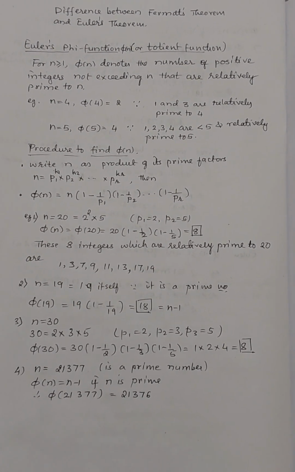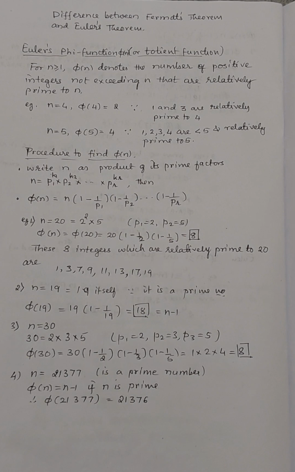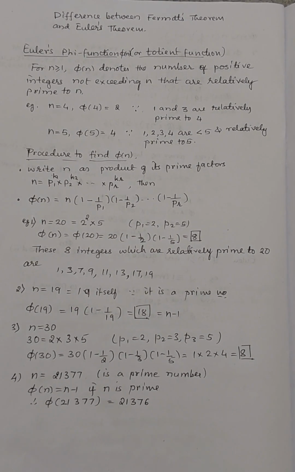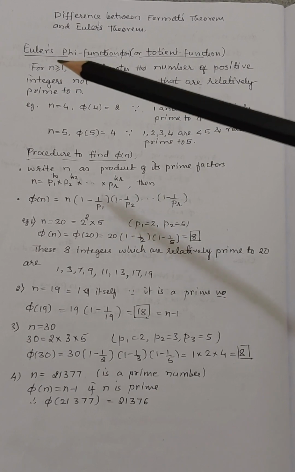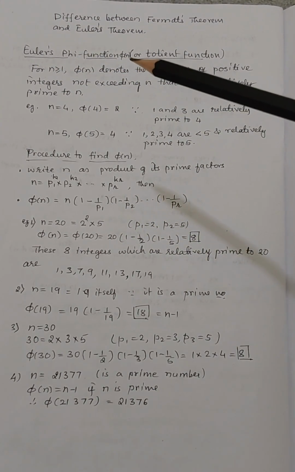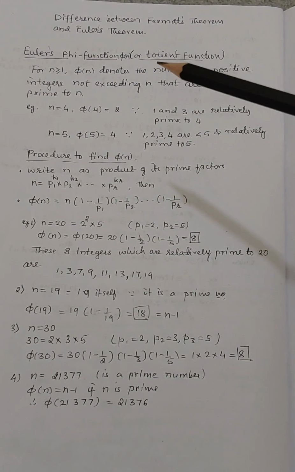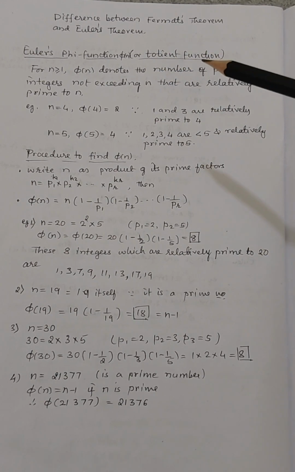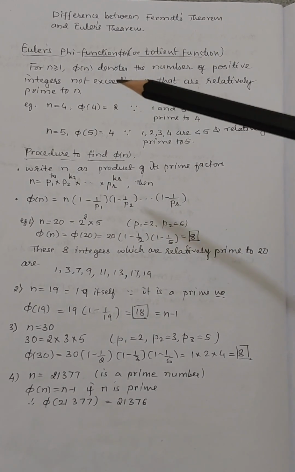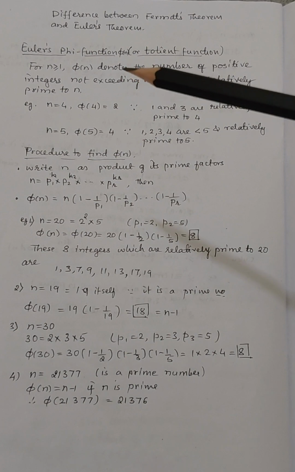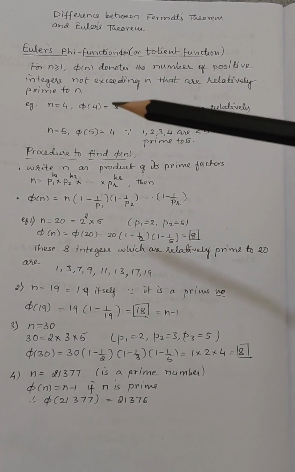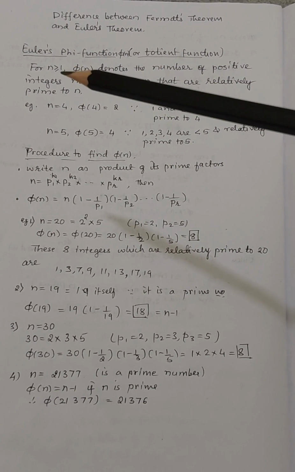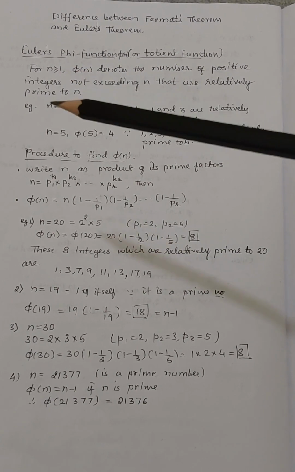In this video, we'll understand the difference between Fermat's theorem and Euler's theorem. Before that, we have to understand what Euler's phi function, denoted as phi of n, is. It is also called the totient function. Phi of n is an integer which gives you the count of numbers which are relatively prime to n and also less than n.